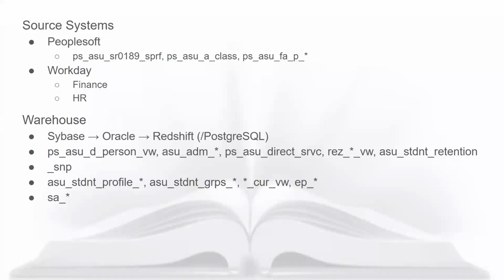Now we're building all of these dedicated tables for student analytic purposes. So you're going to find a bunch of tables starting with SA popping up in the warehouse in different places. Also some that start with ASU if they're not specific to students. And we've got teams working on it.